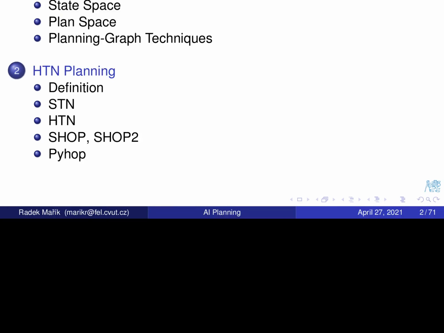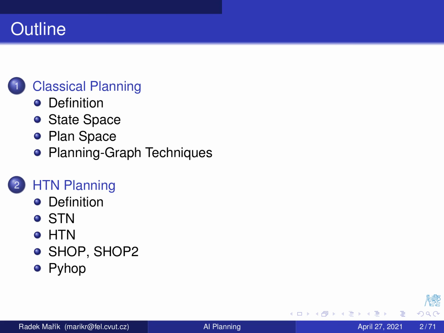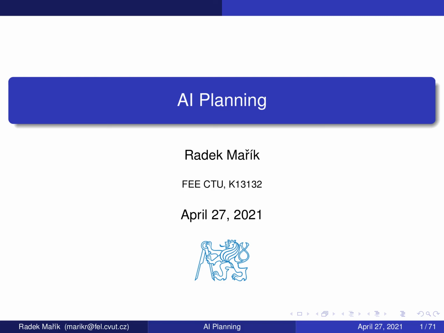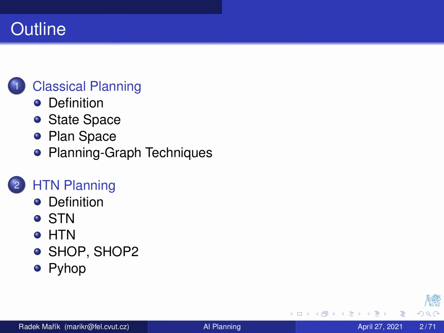And today we will speak about AI planning, and the outline of my lecture is about classical planning. I will define the problem. I will specify how it can be solved in the state space. We will see that search for the plans can also be accomplished in the plan space. And there are also powerful techniques which use planning graph.